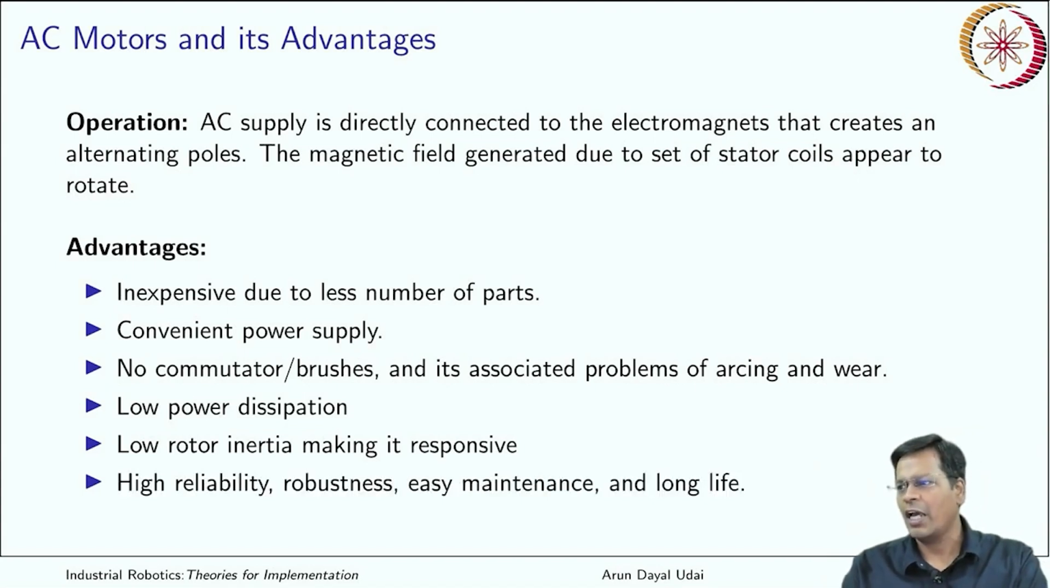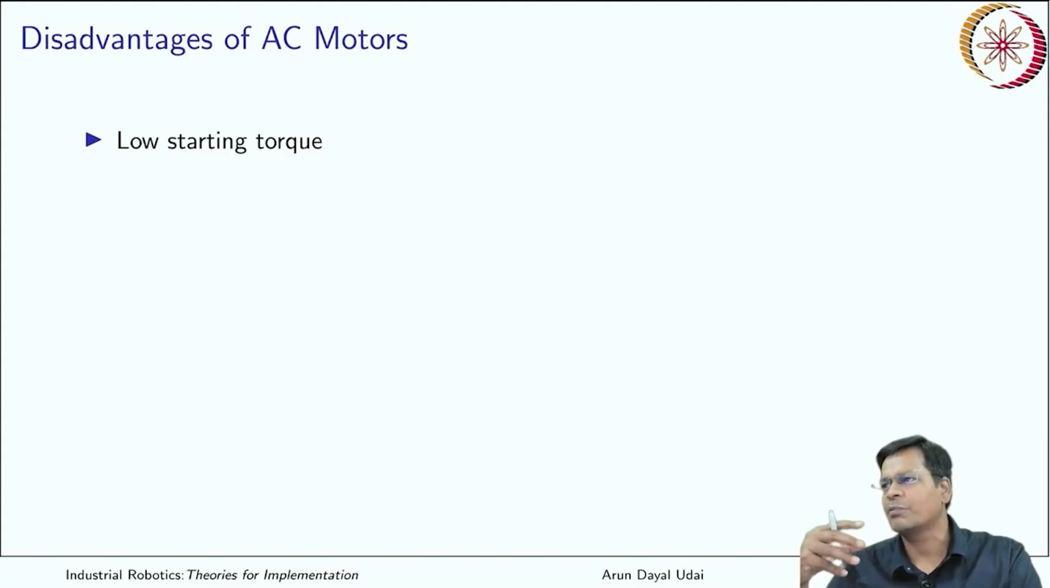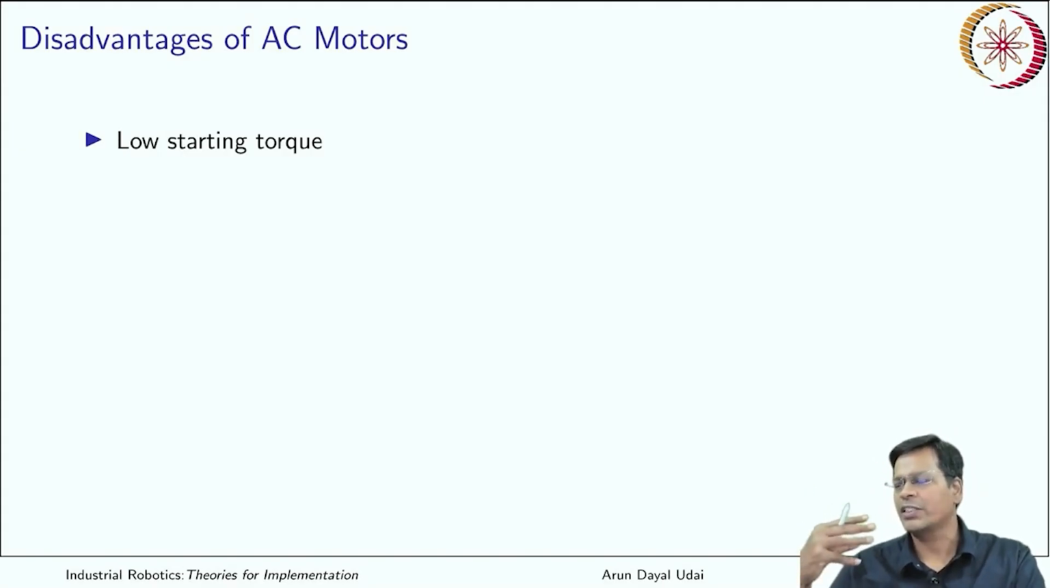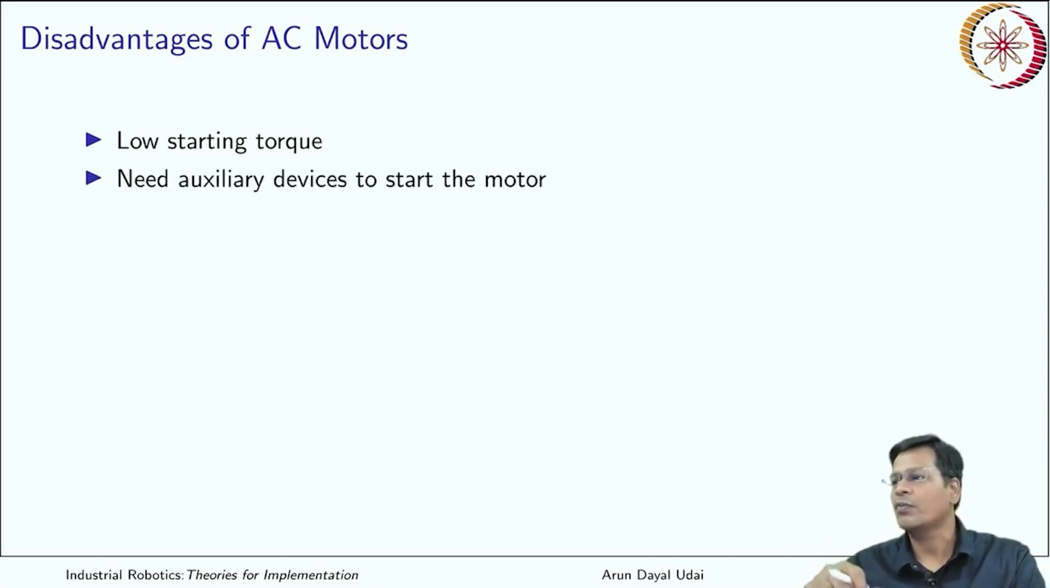It is highly reliable, robust, and easy to maintain, and for these reasons it also has a longer life. Okay, so now let us look at the disadvantages of AC motors. They have a little less starting torque, so they find some difficulty in starting. Otherwise, if it is running, you can continuously keep it running. So starting-wise, it needs some kind of auxiliary device to start the motor.